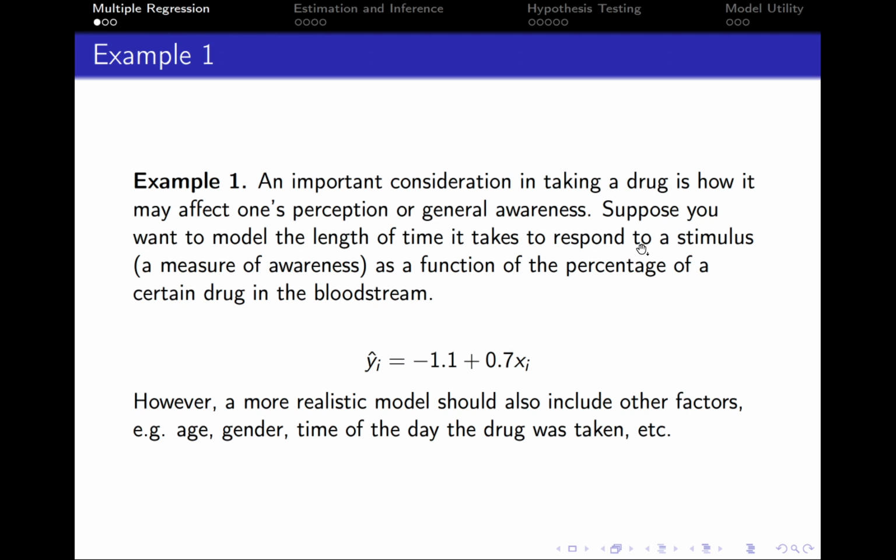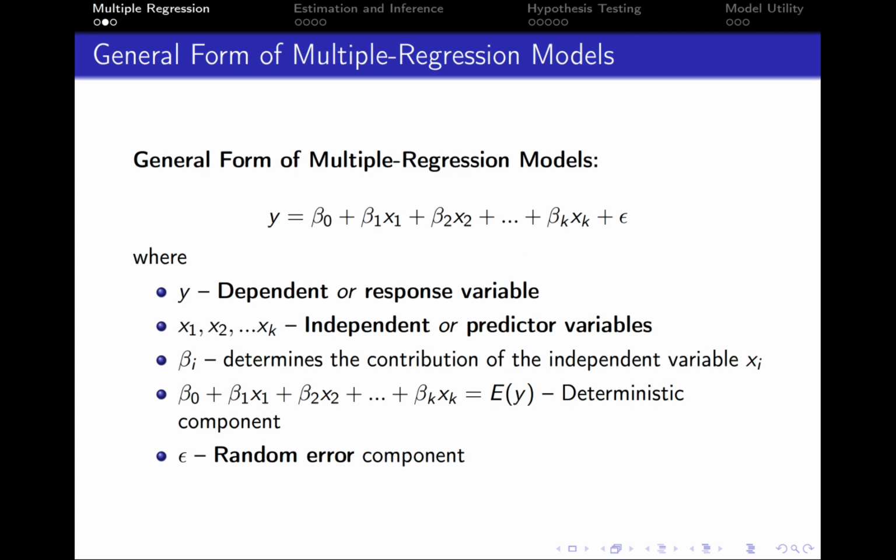However, I think you will agree with me that a more realistic model should include other factors such as age, gender, time of the day the drug was taken, etc. And the moment we add the second or the third variable, what happens is that now we will be working with multiple regression model. So on this slide, you can see the general form of such a model. So y is a function of a number of independent variables, x1, x2, and all the way to xk. So we can have the number of independent variables all the way up to number k.